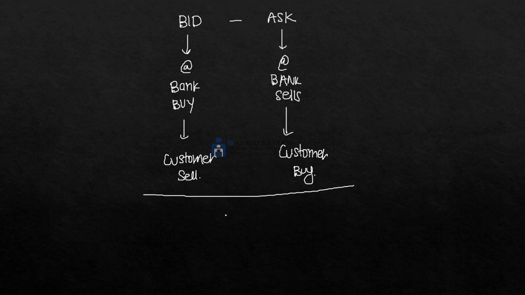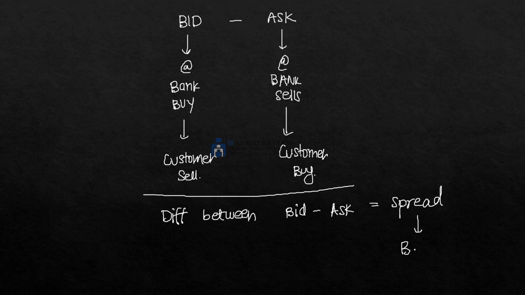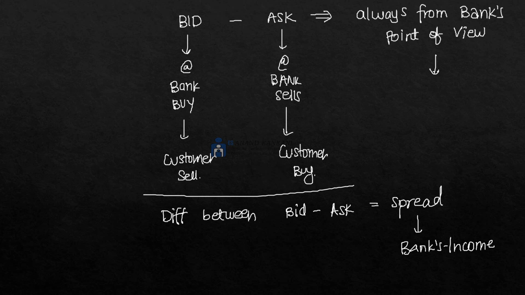This chart is really very important for you all to know, at what price who purchases and who sells. The difference between the bid and ask is called the spread, which represents the income for the bank. Also, the quotes are always from the bank's point of view. So always make sure that the bid price is always less than the ask price. The ask will always be more, because the bank will always sell high and the bank will always buy low. I hope the concept of ask and bid is clear.